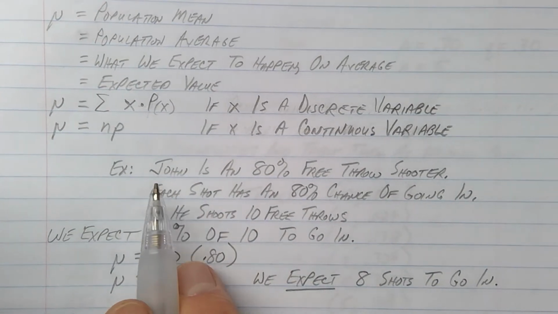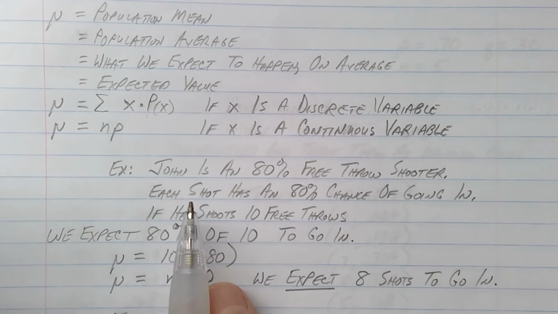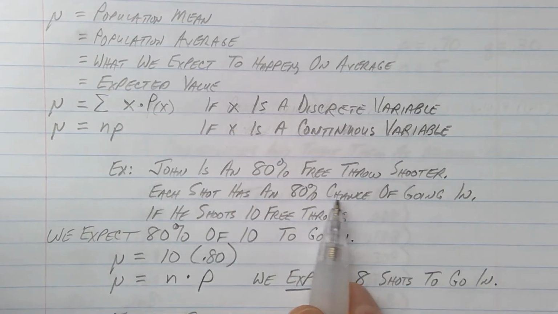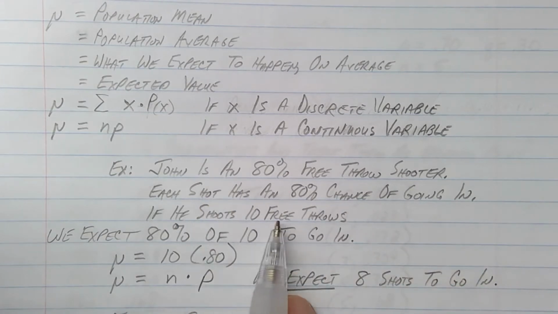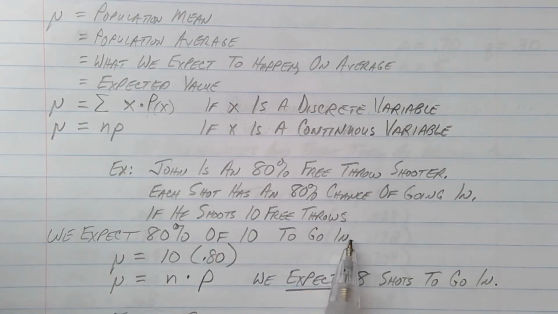So just to give you an idea of what we expect, let's say John is usually an 80% free throw shooter. All right, we just expect that because that was his stats last season or whatever. Each shot he takes has an 80% chance of going in. If he shoots 10 free throws, we expect 80% of 10 to go in.